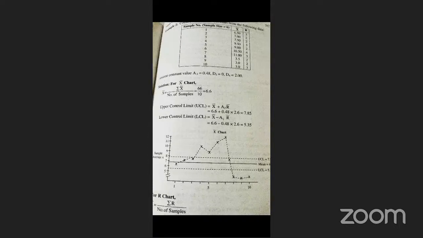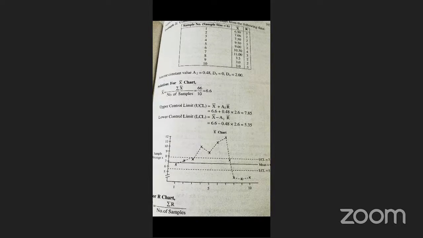Then the CL value is 6.6, the middle value we are taking, and the UCL value is 7.85. Then see the x axis: sample numbers 1 2 3 4 5 6 7 8 9 10. This is the sample number. Here for the y axis, sample average, means it is 3 3 3 11 10 9 9 7 7 6.